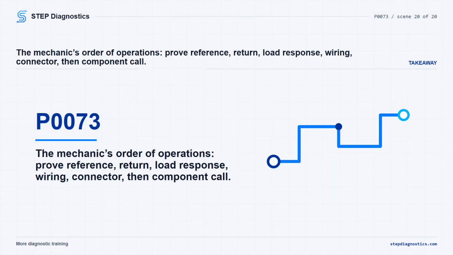Then rescan, clear the stored code when allowed, and confirm P0073 stays gone under the same type of operating conditions that set it. The takeaway is simple. Prove the 5.0-volt sensor circuit. Prove the ground return. Load the circuit with the correct test method, and do not condemn the sensor or ECU until the connector and wiring checks are clean.